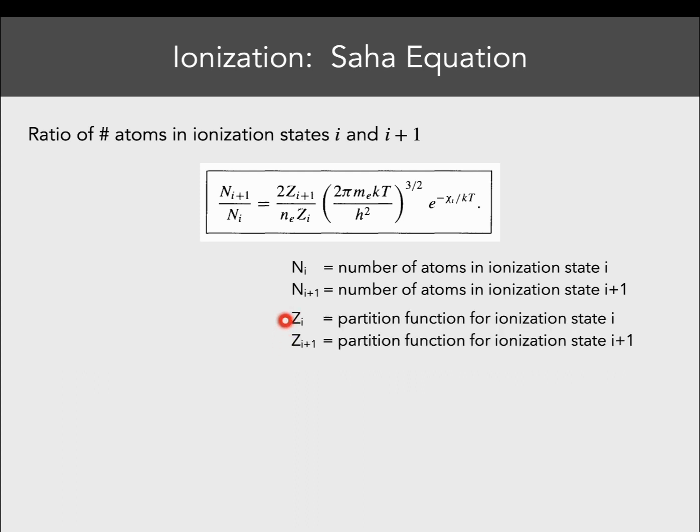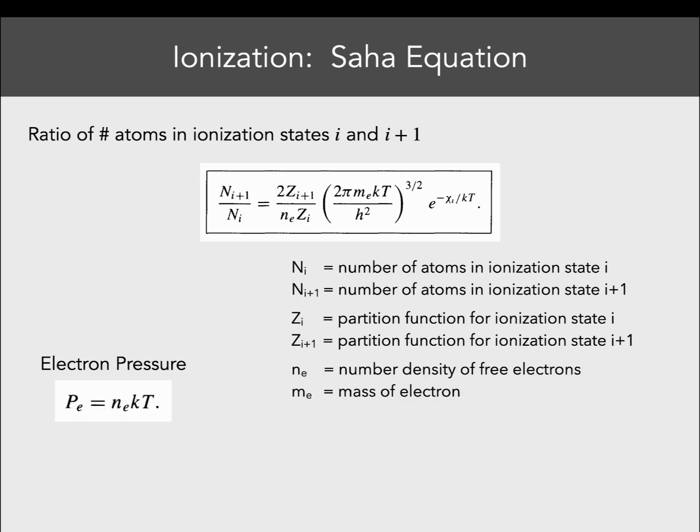You get the partition function. We'll define the partition function on the next slide, but that is a function of which ionization state you're in. So Ne is the number density of free electrons. That is the number per unit volume in the star's atmosphere. Me is the mass of the electron right there.